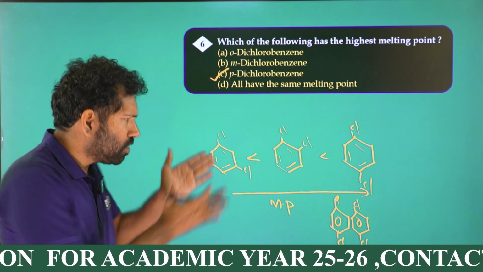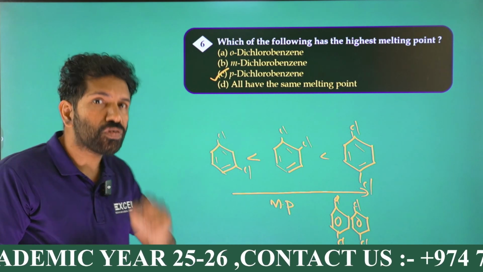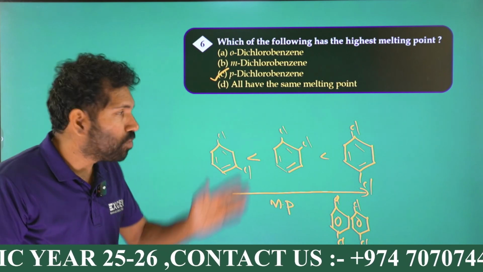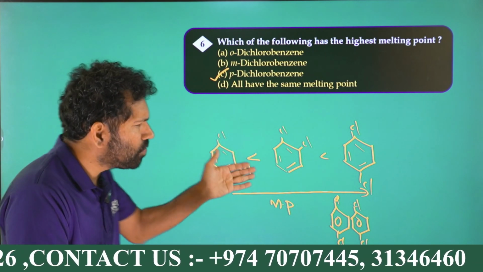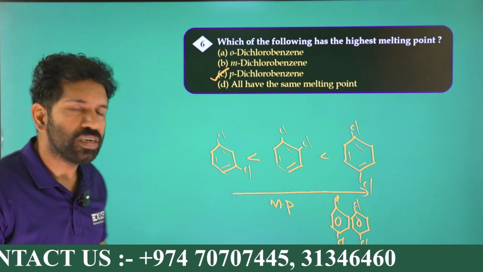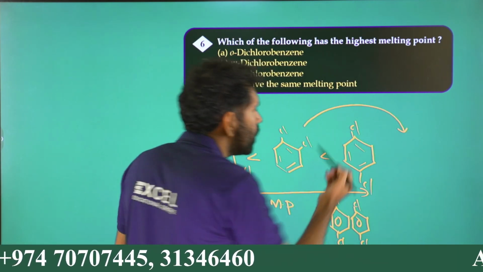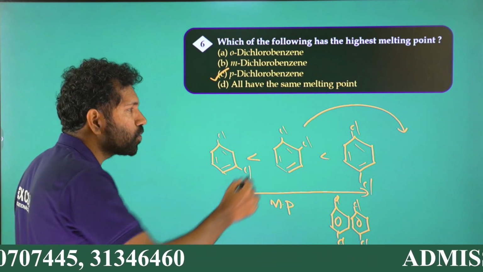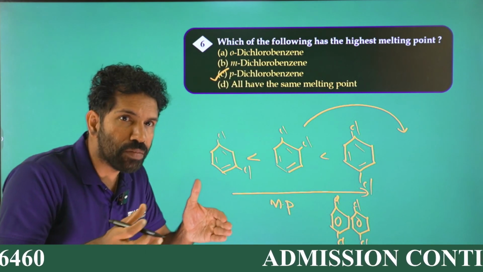Tell me, which out of these will have the high boiling point? That also you have to remember. Sometimes you may expect melting point, but in the board they may ask boiling point. Out of these, which isomer has the high boiling point? Yes, students, the high boiling point is here: 1,2-dichlorobenzene. 1,2-dichlorobenzene overtakes 1,4-dichlorobenzene in terms of boiling point.